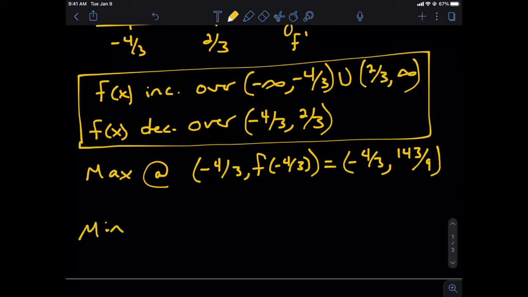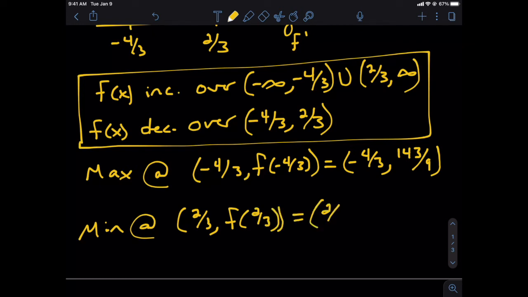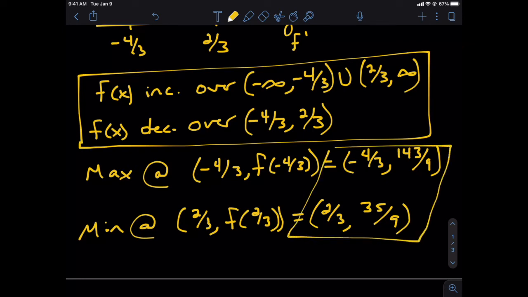Since we go from negative to positive at 2/3, this means that we have a minimum value at 2/3, and again, whatever we get when we plug in 2/3 to the original function. And this ends up being, drumroll please, 35 out of 9. So we have our two local extremes.